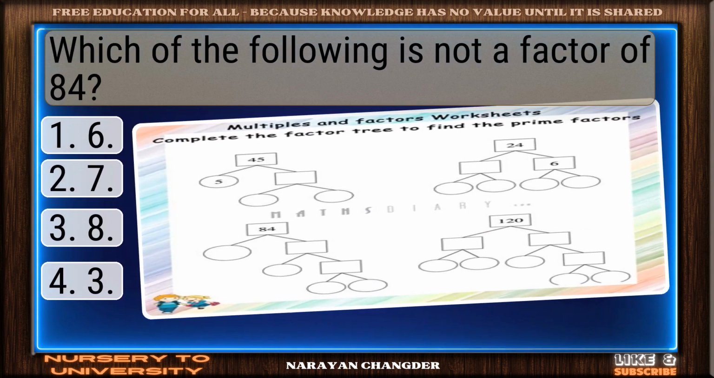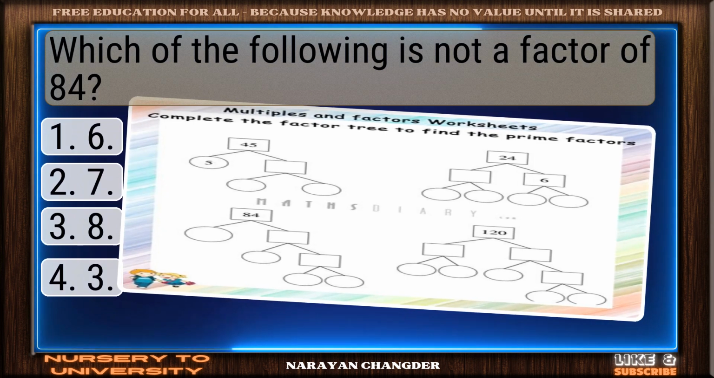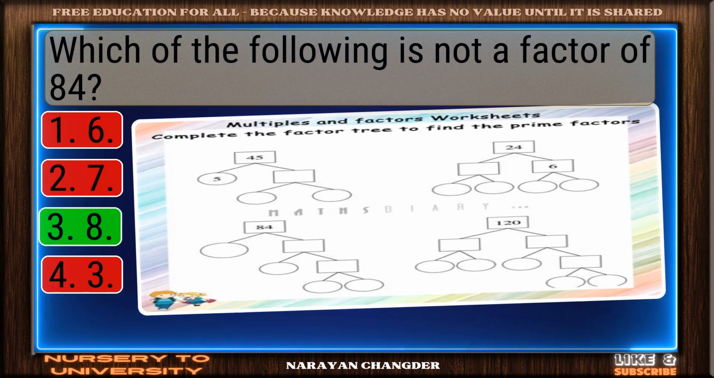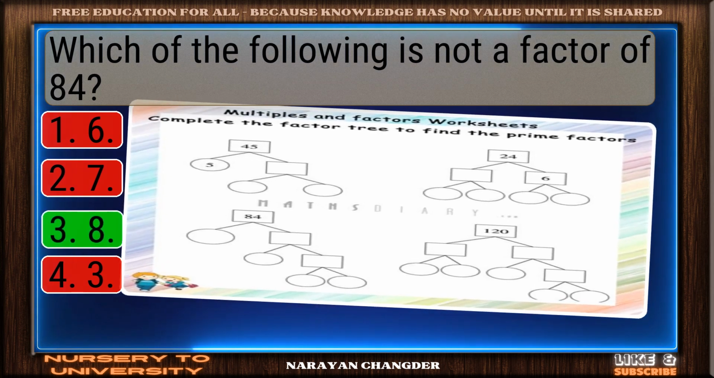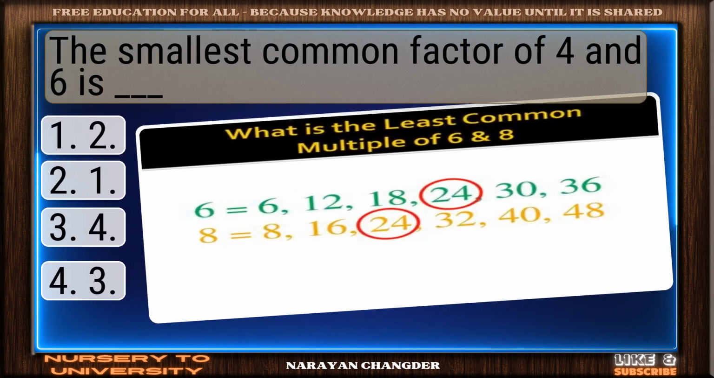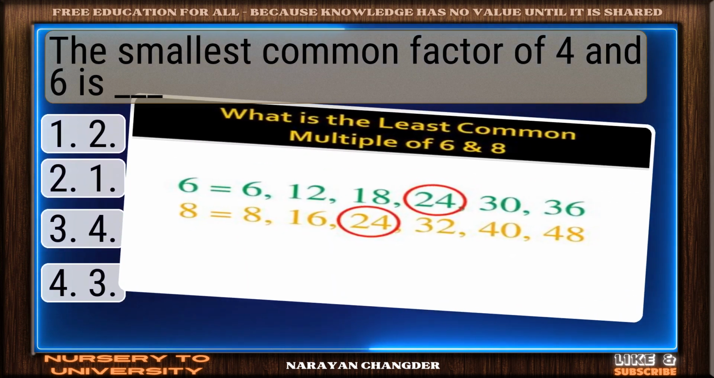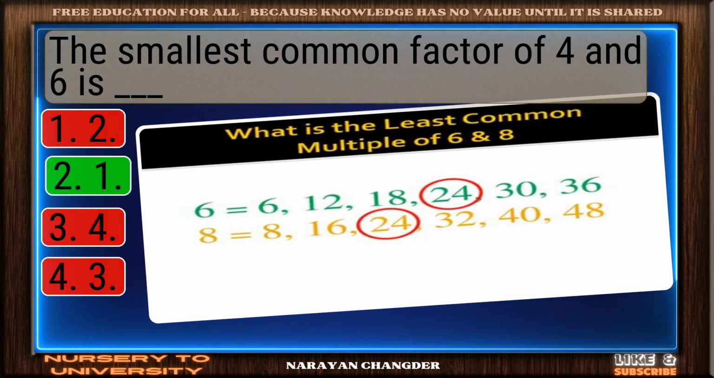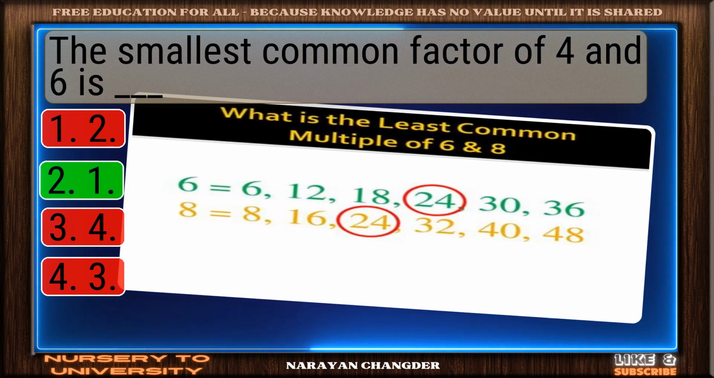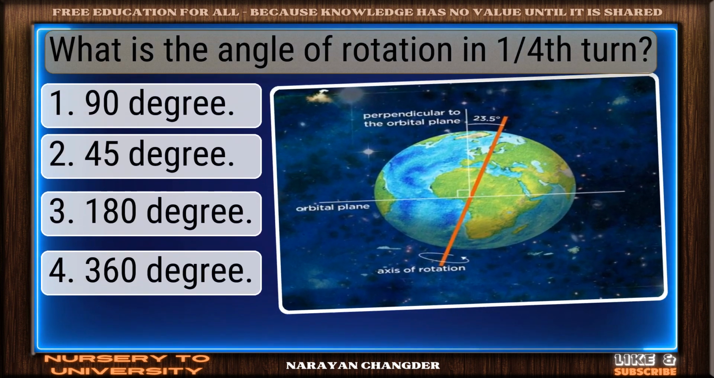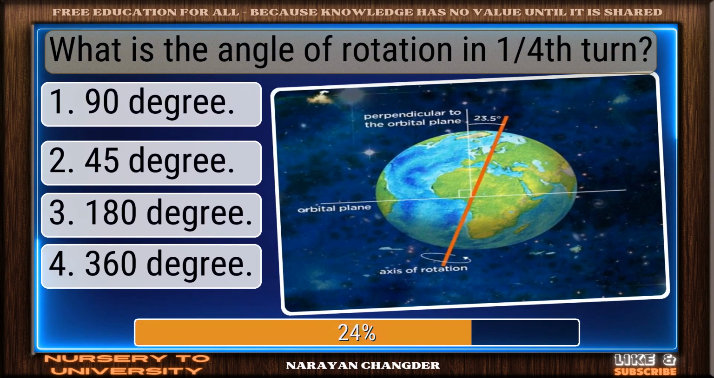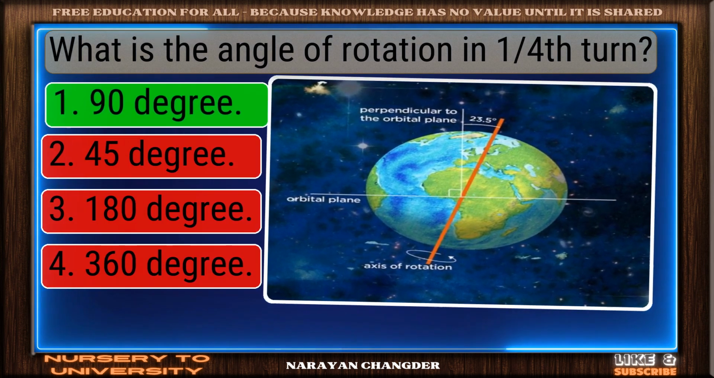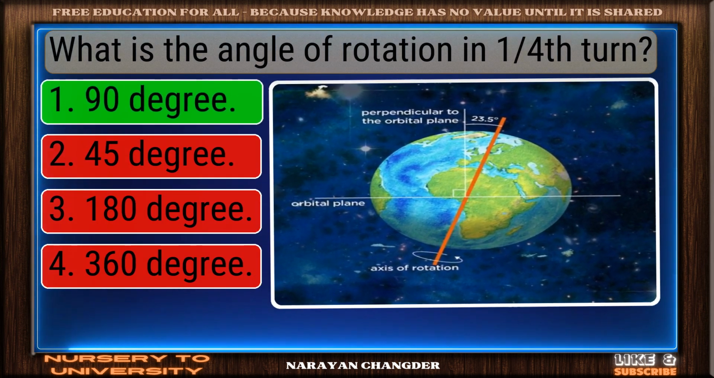Which of the following is not a factor of 84? Exactly. 8 makes sense, and it is the right choice. The smallest common factor of 4 and 6 is dash. Great thinking. 1 is the right choice. What is the angle of rotation in one fourth turn? Correct response. 90 degree is the most accurate answer.